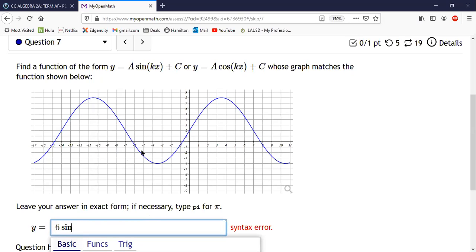How long does it take me to finish my graph? Oh my goodness, this is going to be a hard one. We're going to go from, let's do the 2 from right here, from negative 7 all the way to 7. So my period is going to be 10.